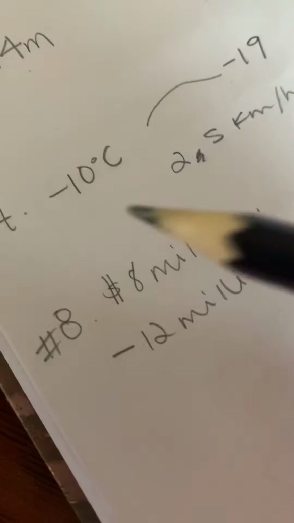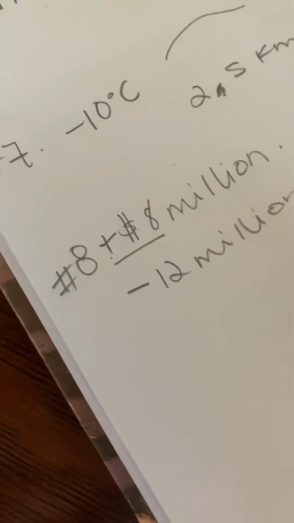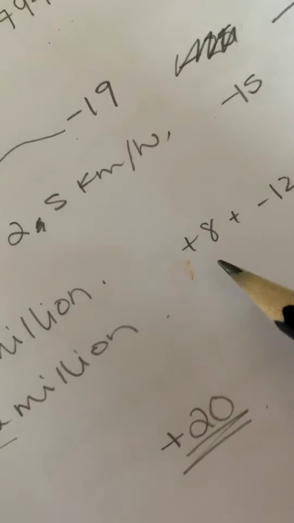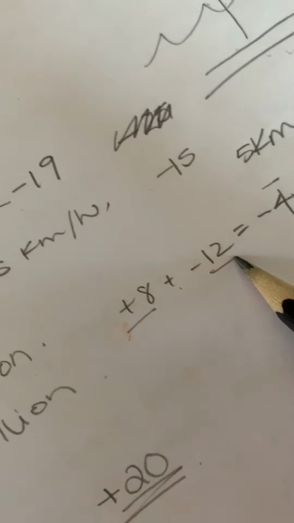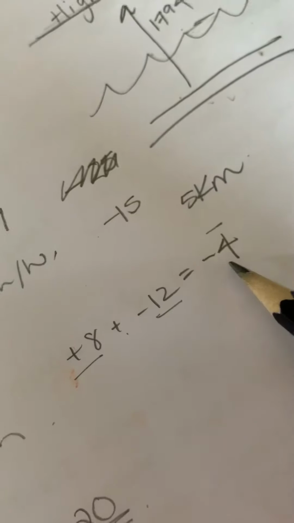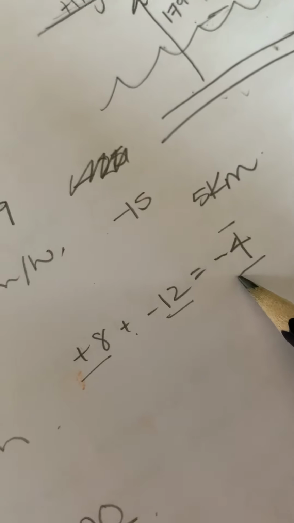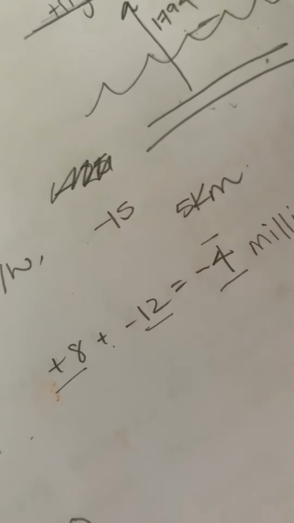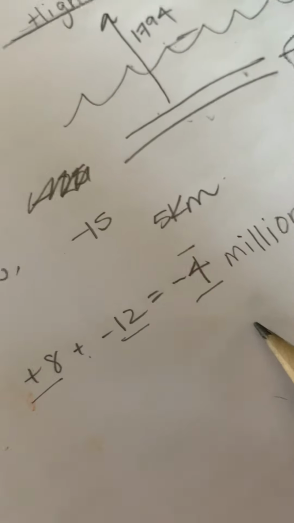So I know in this question, I have a positive 8 million. They gained 8 million. They had a profit of 8 million, and then they lost 12 million. So my equation is positive 8 plus negative 12. And if I do that math, it gets me negative 4. So I know that the company has actually lost 4 million in its 2 years, which is not very good for this poor company. I hope they do better in their third year.